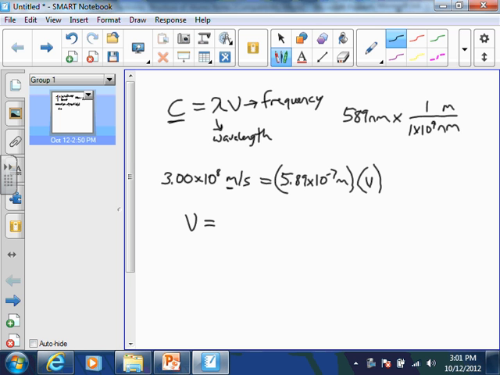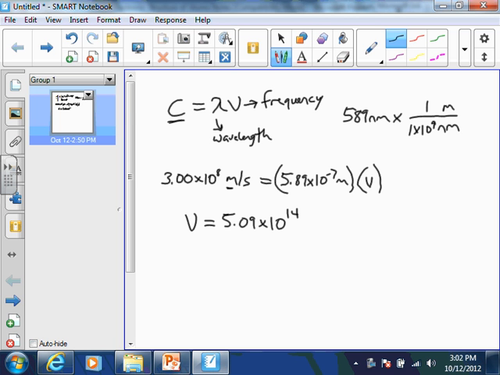When we do that, 3 times 10 to the 8th divided by 5.89 times 10 to the negative 7th. These are 3 sig figs. The answer is 5.09 times 10 to the 14th.